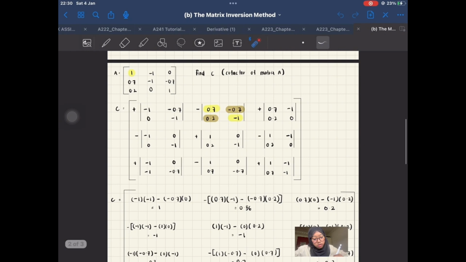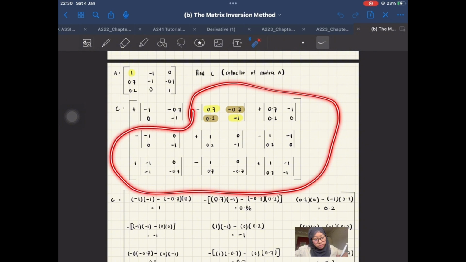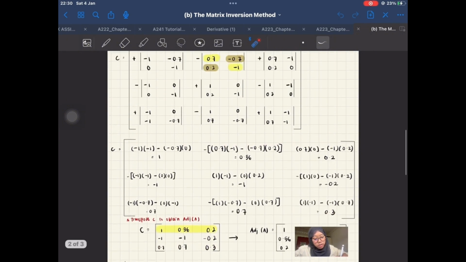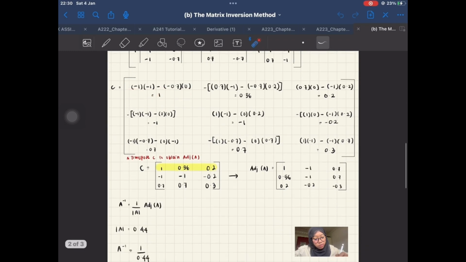Next, to find the cofactor of matrix A, we denote it as matrix C. The first element is 1 since 1 is in the first row and column. So we cover the first row and column and we copy the elements that are not covered into this. Then we use the same step for the next element. So for each element, we multiply like this and we get this. And further simplify until we get the value of each element. So we get the matrix C, or we call it the cofactor of matrix A.